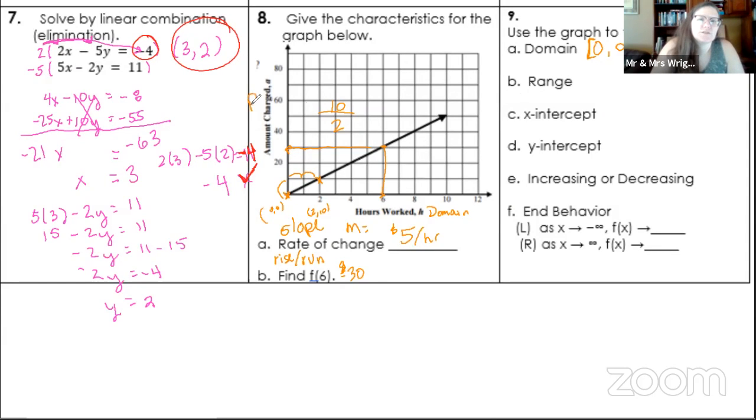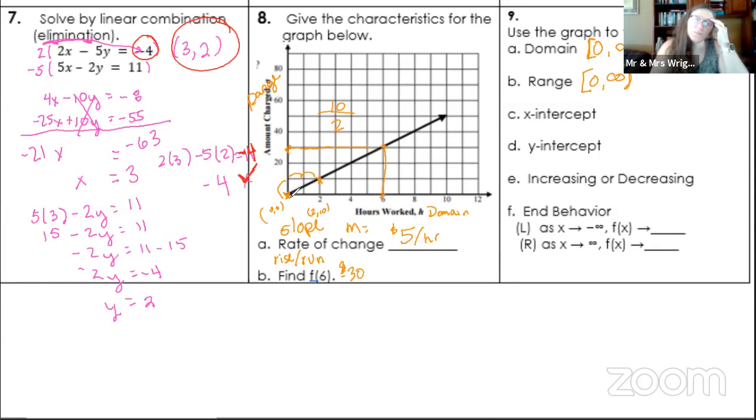Range, this is range, the y value. So again, it can keep going up as high as possible depending on what the input value is. The output value keeps going up no matter what. But is there a lower limit to it? Well, there actually is. We cannot go below 0. If you notice, 0 is a possibility. If there are 0 hours worked, then there's 0 amount charged. So our range is going to be 0 to positive infinity, just like the domain.